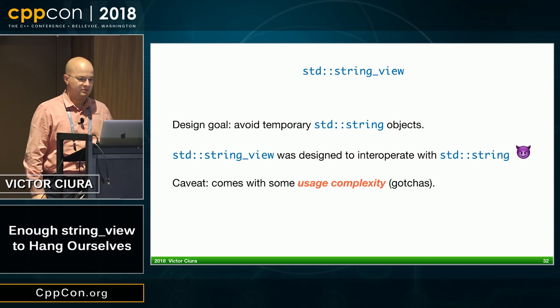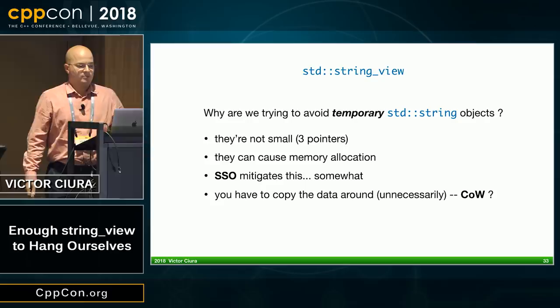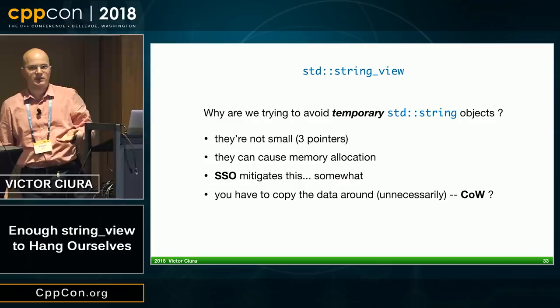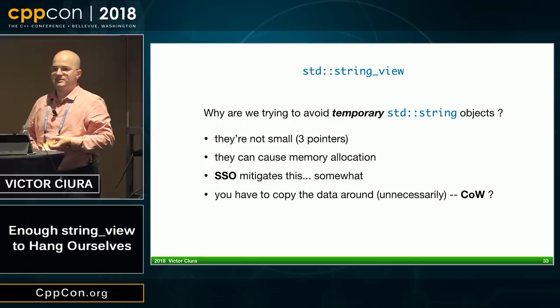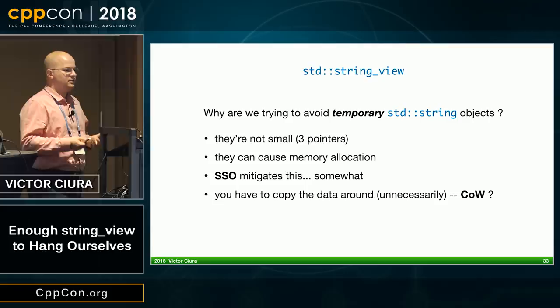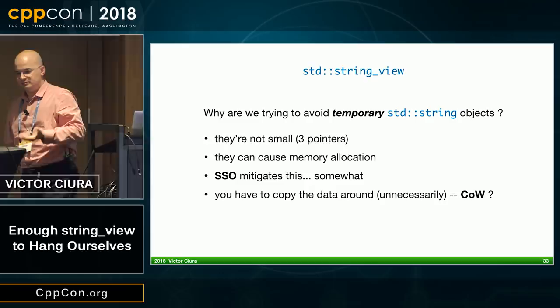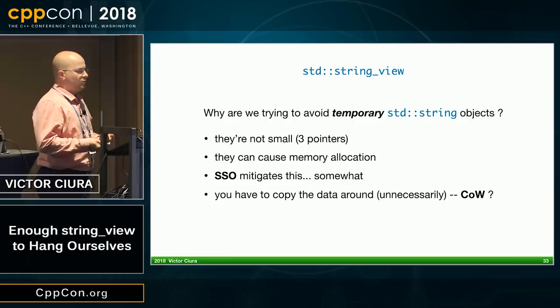While we are trying to avoid temporary string objects, well, they're not exactly small. They can cause memory allocations. In most scenarios, you can get away with small string optimization and maybe even with copy elision in certain scenarios. But in general, it's not something that's desirable. There are plentiful scenarios where unnecessary copies do happen and without us knowing about it.